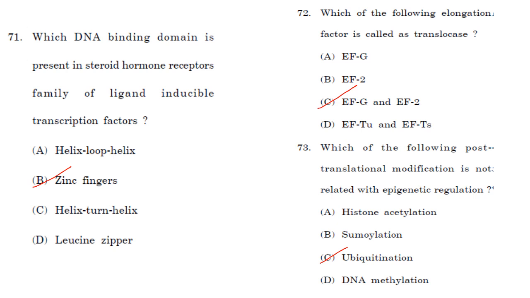Which of the following elongation factors is called translocase? It is EF-G and EF2: EF-G in bacteria and EF2 in eukaryotes. Next one. Which of the following post-translational modifications is not related to epigenetic regulation? Histone acetylation, yes. Sumoylation, yes. Ubiquitination is not related to epigenetic regulation; it is for protein degradation. So C is the answer.